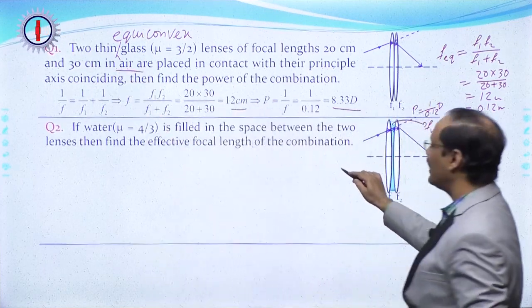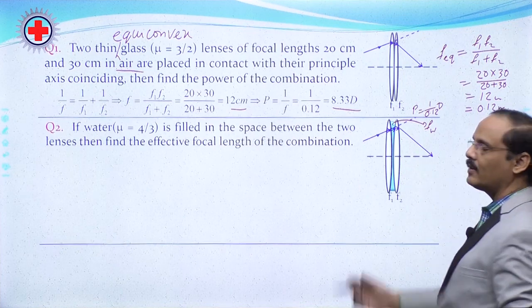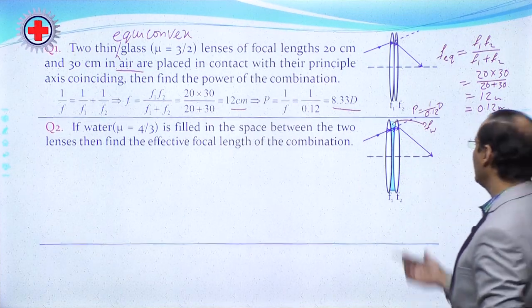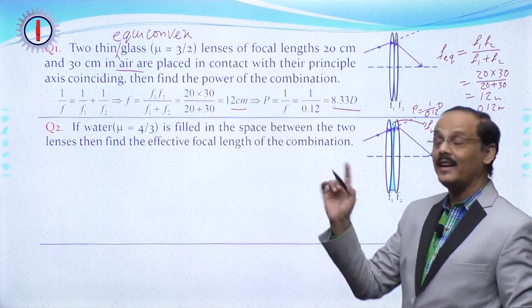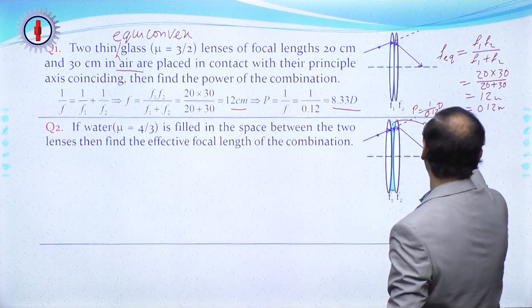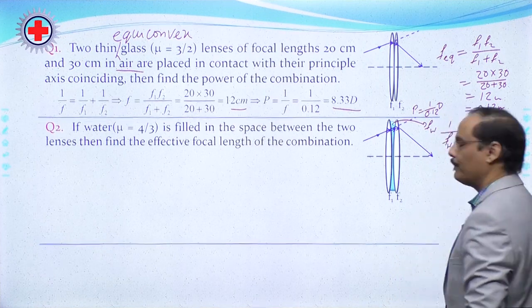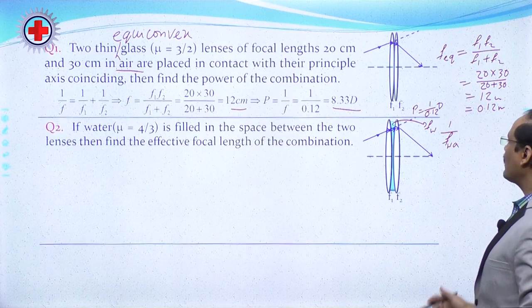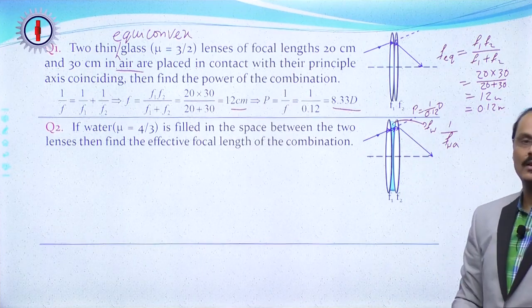To the left of the first lens we have air, and to the right of the first lens we have air. So, we need to find the focal length of the water lens in air, that is, I need to find 1 upon F_w in air. To get that, I need to find the radius of curvature of the two surfaces.